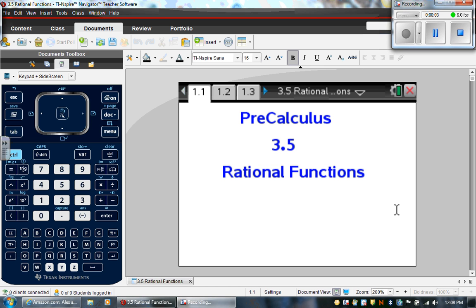Okay, this is lesson 3.5. We're going to be talking about rational functions today. This is from Mrs. Cucci's College Now Pre-Calculus class, so please make sure you have lesson 3.5 open and ready to go.